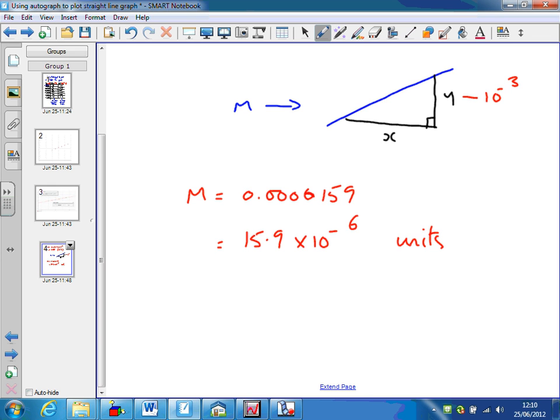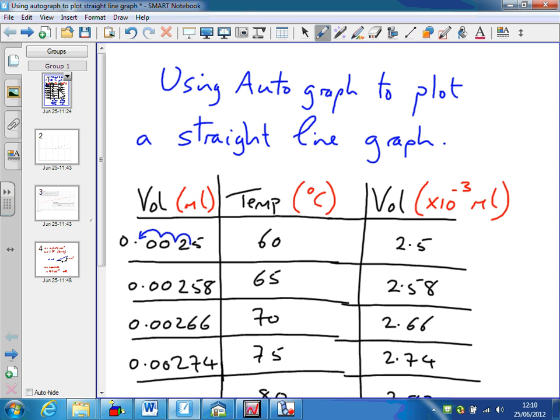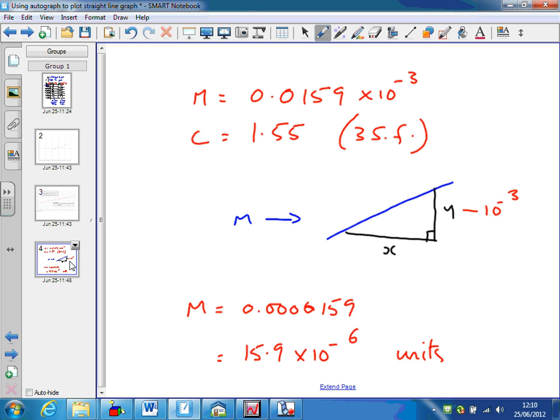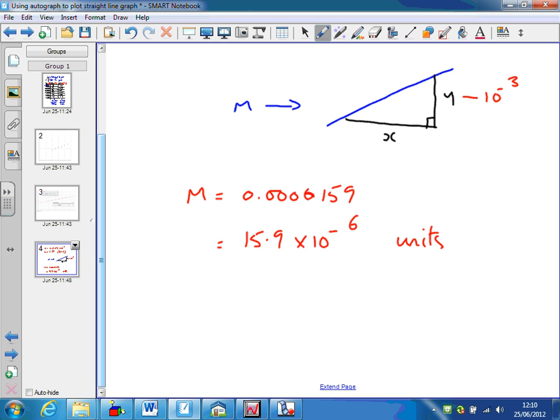So let's go back to that. That would be milliliters per degree centigrade. So that would be a gradient, finally, of 15.9 times 10 to the minus 6 milliliters per degree centigrade. So remember, this is about changing volume of gas with temperature. So the volume is changing by 15.9 times 10 to the minus 6. Well, I put 16 times 10 to the minus 6 milliliters per degree centigrade.